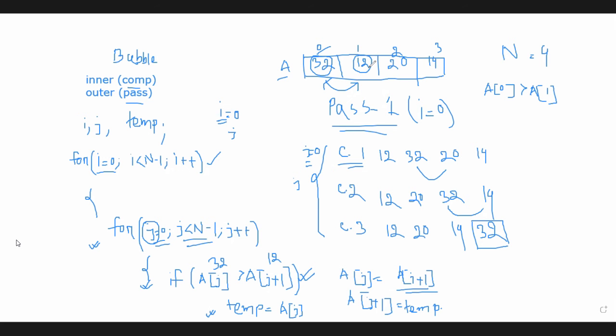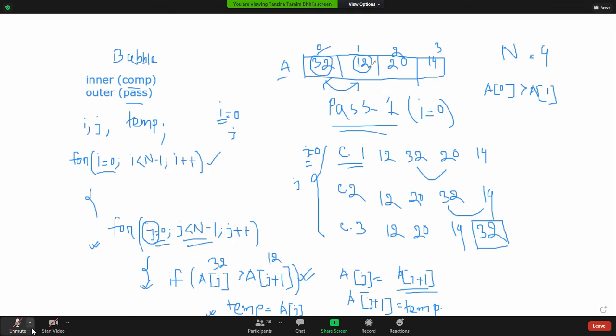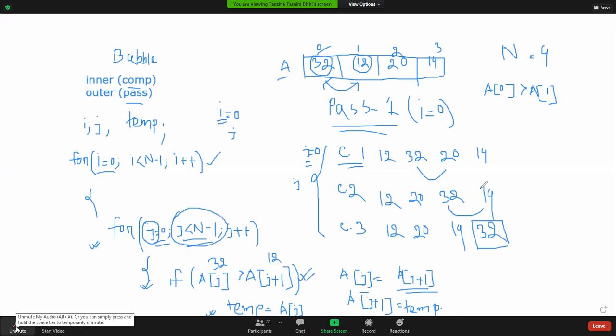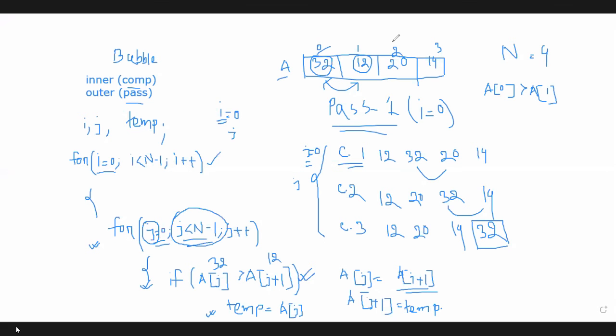Is that clear? Yes, ma'am. Okay, so now tell me, can we change this condition j less than n minus 1? Because in some cases we can see here, suppose in comparison number 2, the data elements are 12, 20, 32 and 14. Or I can take another one. Suppose after a comparison we got 12, then 24, 26 and 28.